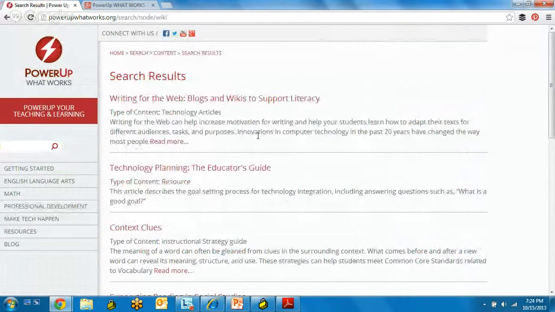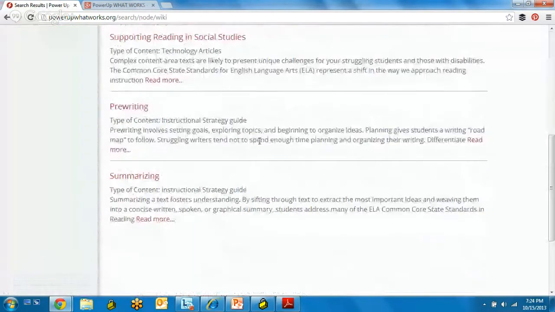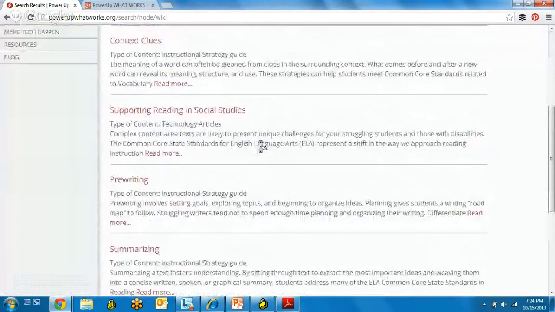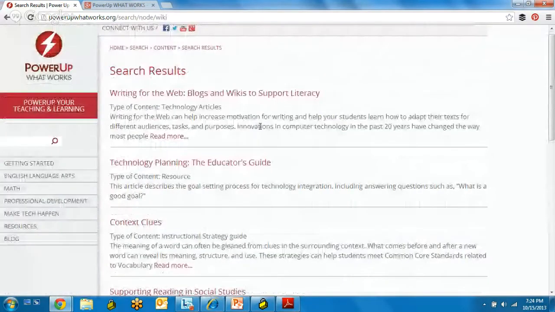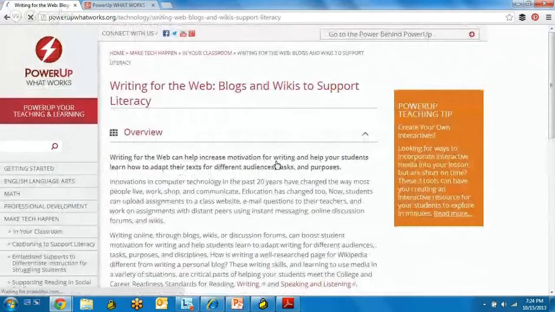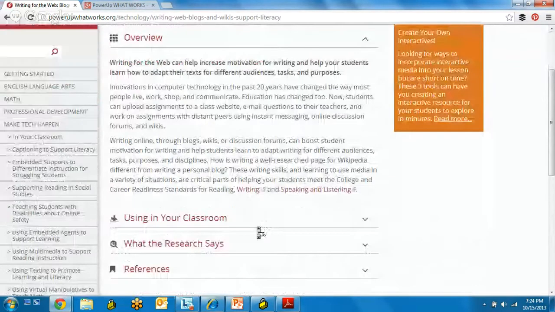Okay, and if you scroll down a little, we have an article, we have different resources, we have where wikis are used in different instructional strategy guides. So there's always a way to search for some resources. Anything else, Tracy, that you think we should take a look at?